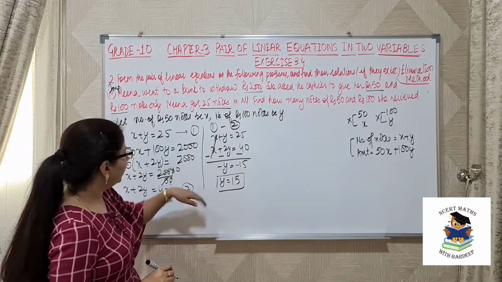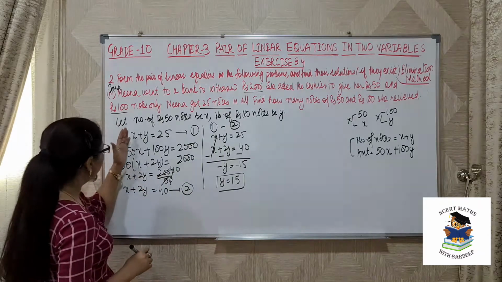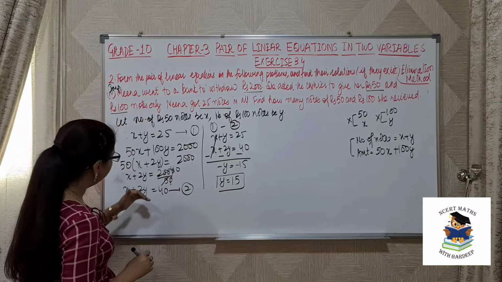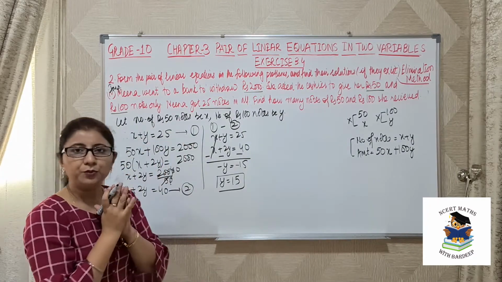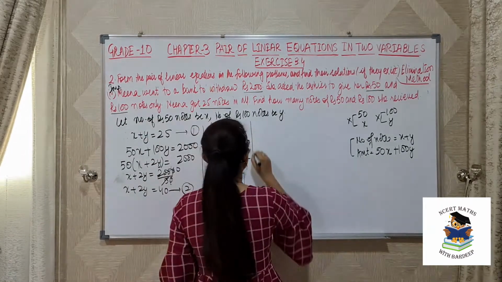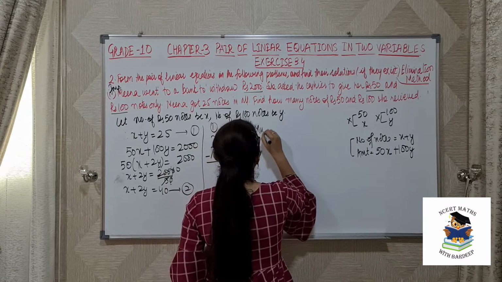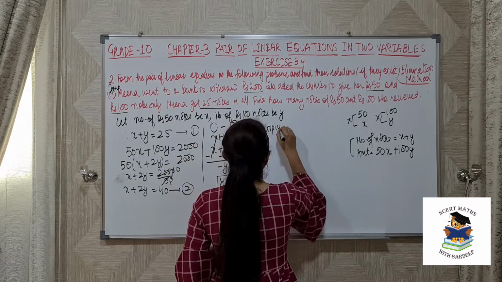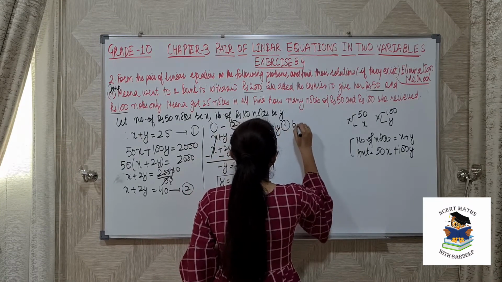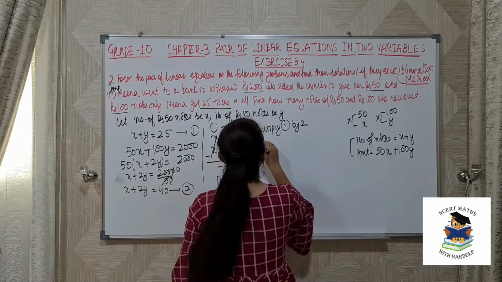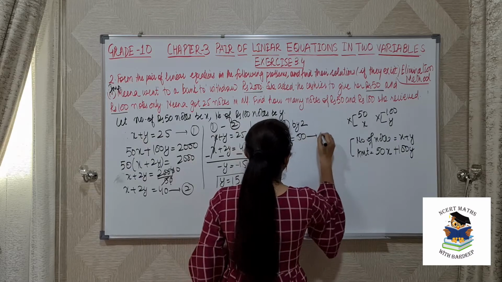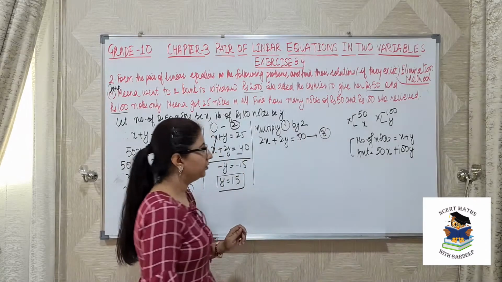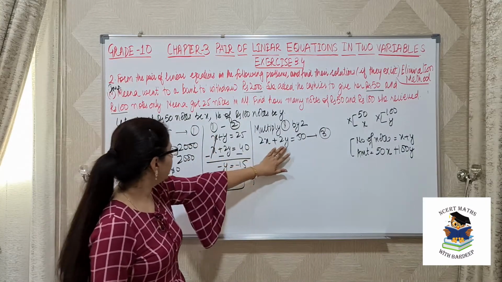Okay. So now let's eliminate y. So here coefficient of y is 1. Here coefficient of y is 2. So we will multiply our first equation with 2. So multiply equation one by 2. So this is 2x plus 2y is equals to 50. Let this equation be 3. So now this is 2x plus 2y.